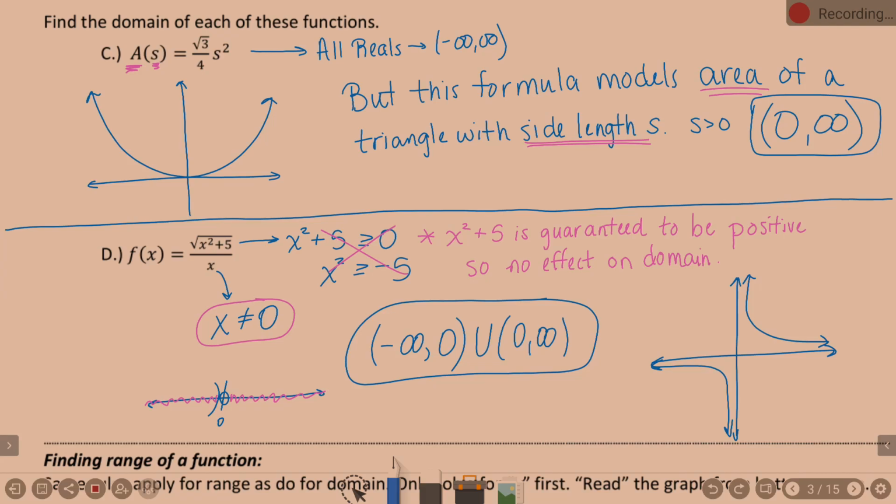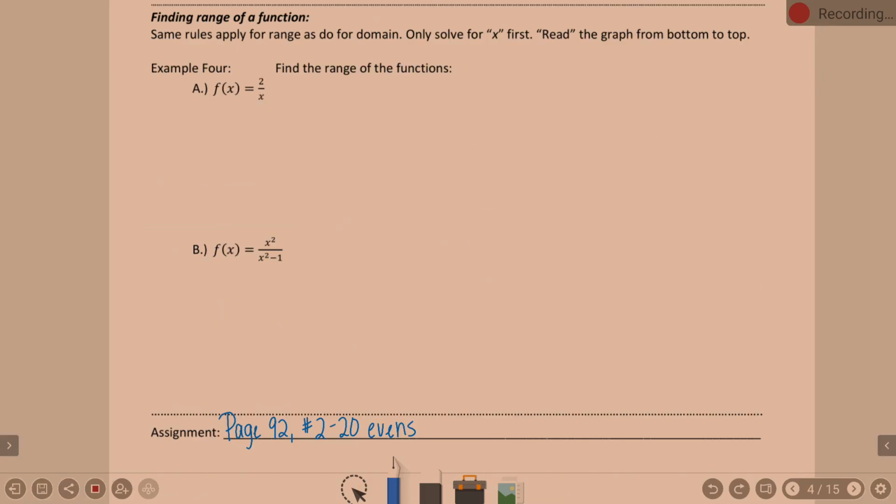Okay, we got to talk range. Now, range is very similar. When we read the graph on domain, we go left to right. How are we going to read the graph for range? Range is no longer x values, range are y values, so now we're going to have to go bottom to top. You'll notice up here I have it written, same rules apply for range as I do domain, only solve for x first, and then you can also still read the graph, but when you read the graph, you're going to be reading the graph from bottom to top.